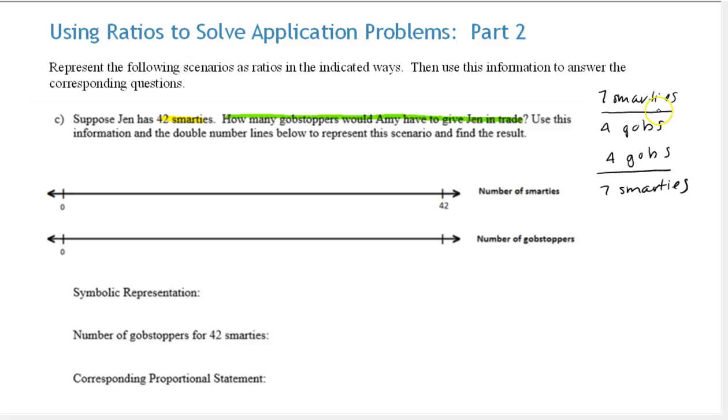Okay, so here are the two ratios that we've made. We'll have them handy to see which one will be most useful. Now notice there's 42 Smarties, and the ratio is comparing 7 Smarties to 4 Gobstoppers. So I'm going to divide the 42 by 7, and I'm going to get 6. So I want to cut this 42 into 6 equal pieces.